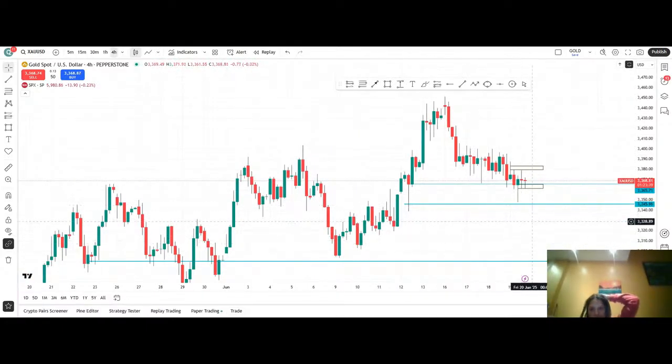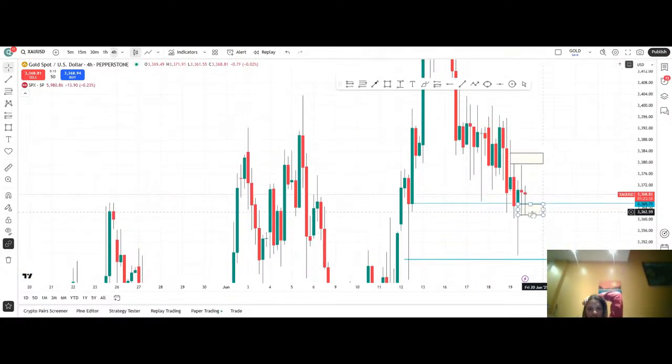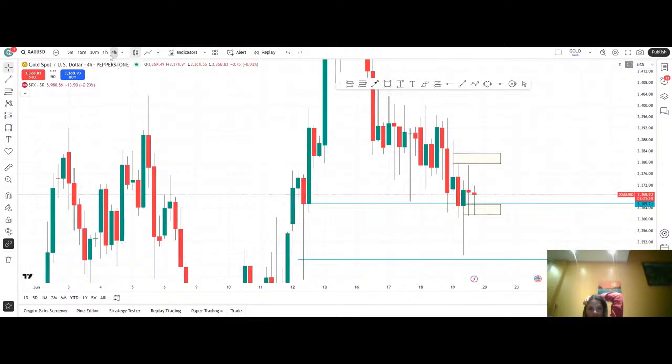4 hour definitely also looking like a rejection of the support areas, looking strongly bullish. So yeah.